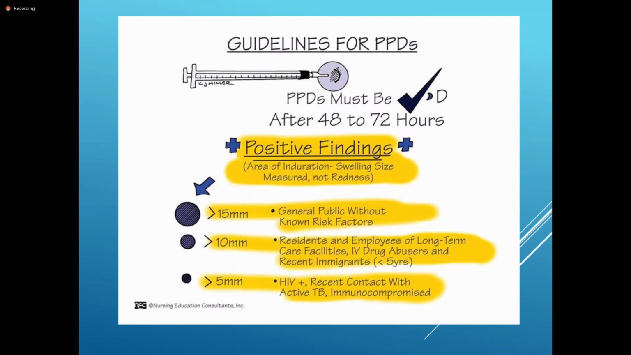Most of the time, they don't wait for it to be greater than 15. Usually 10 is the indication for ATI. Isn't that what ATI tells us, greater than 10? Isn't that what's in the book? Yes. Greater than 10, and then greater than 5 for high-risk people. And we read it 48 to 72 hours later.